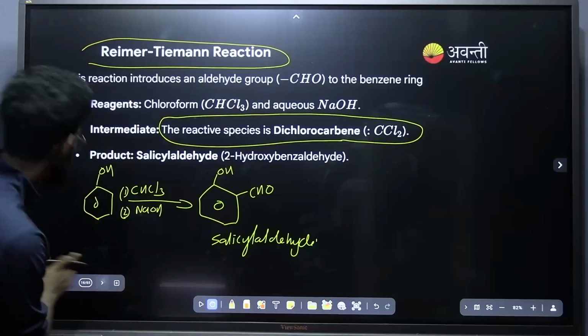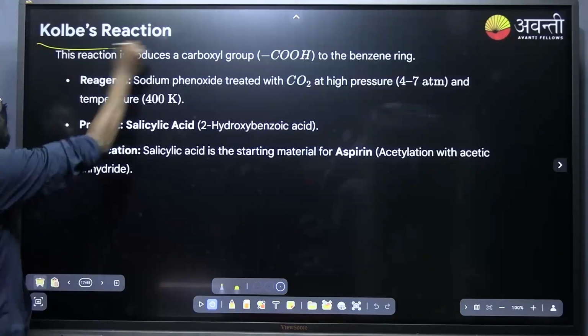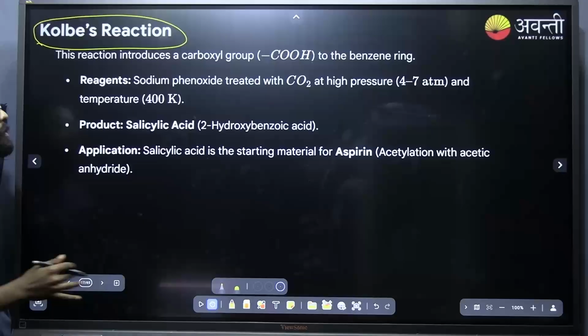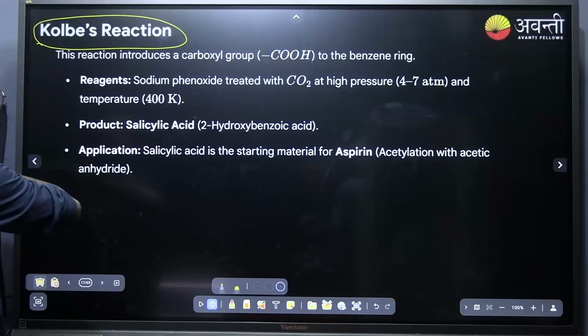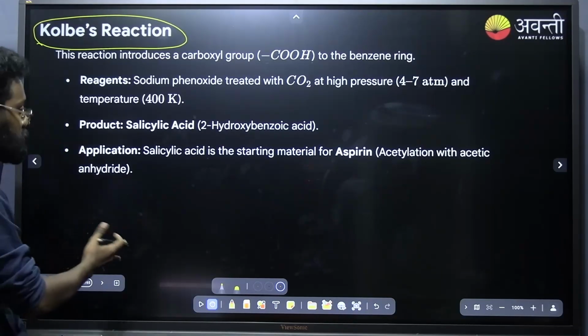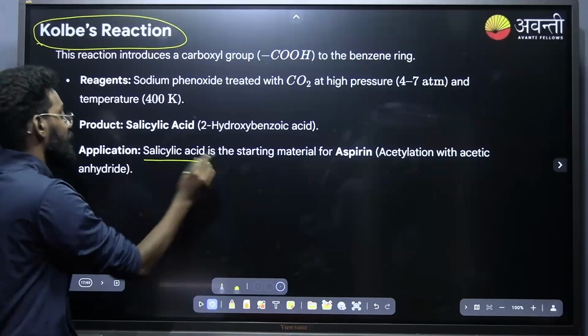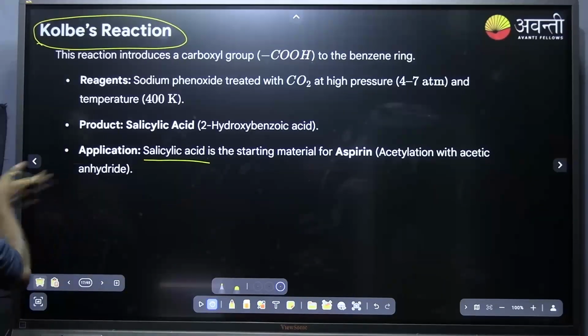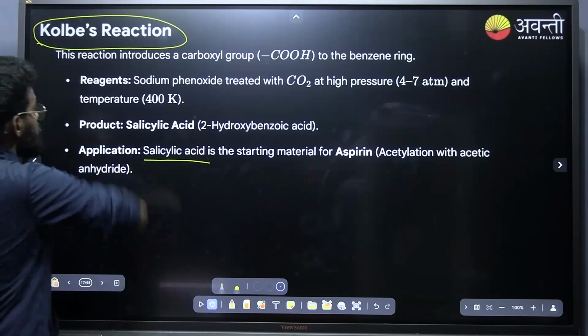Yes, thank you, Sakshi. Next one is Kolbe's reaction. Kolbe's and Reimer-Tiemann reactions are placed adjacent to each other. First Reimer-Tiemann, then Kolbe's reaction, in which we get salicylic acid, while the Reimer-Tiemann reaction gives salicylaldehyde. That is why they are nearby.